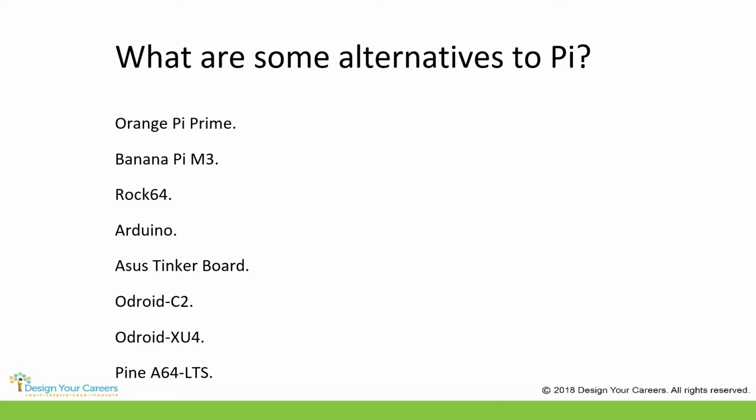If the Pi doesn't suit your needs, there are also many other alternatives that can help suit your preferences, such as the Orange Pi Prime or the Banana Pi M3. If you want something more like a microcontroller, you can use the Arduino. There are, of course, other alternatives that can help suit you.